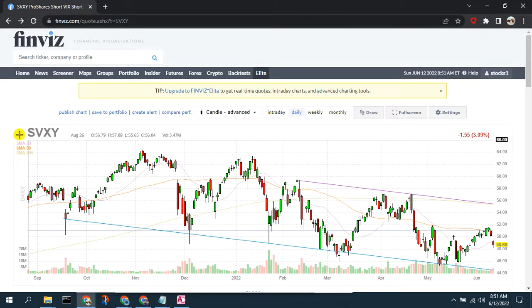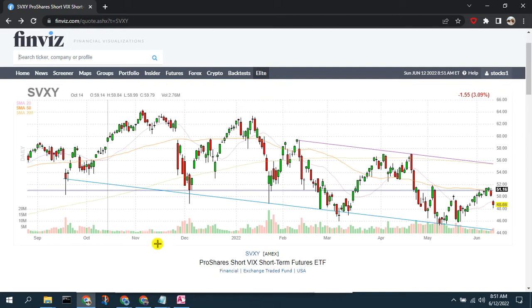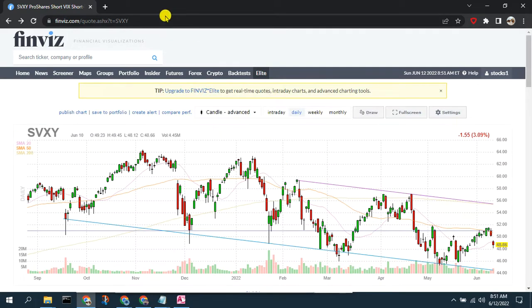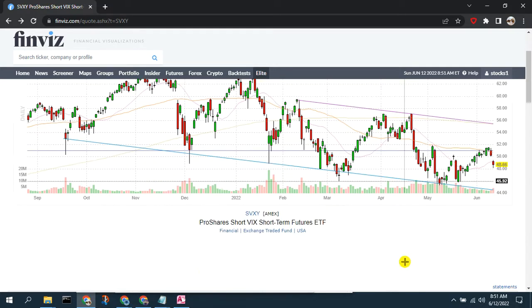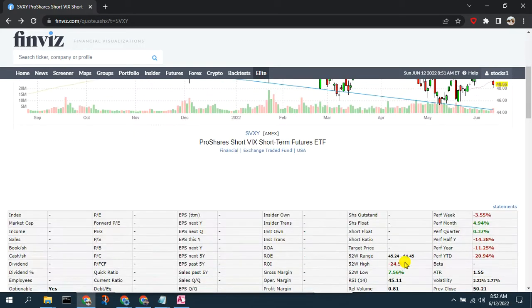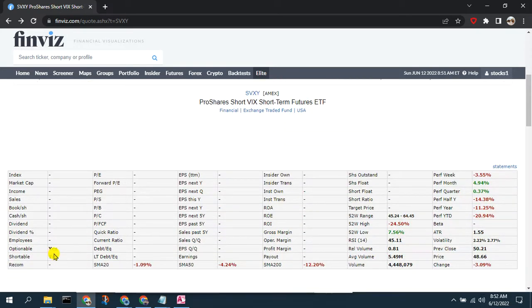Okay, let's look at the profile for SVXY, the ProShares Short VIX Short-Term Futures ETF in FinViz. I will leave the direct link to this profile in FinViz in the description box below. We can see the chart for SVXY. We can see a pivot point around this 51 area. Again, this is a short on the VIX. If we look at some of the metrics, we can see it is optionable and shortable. We can see a 52-week range of 45 to 64.